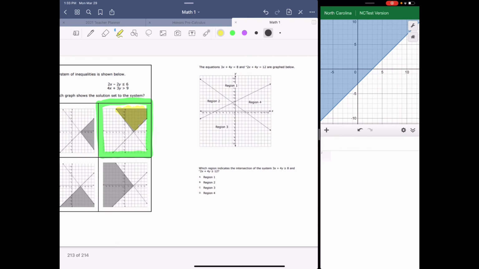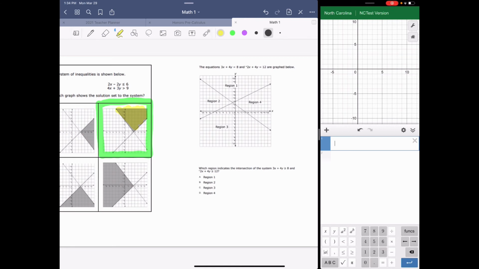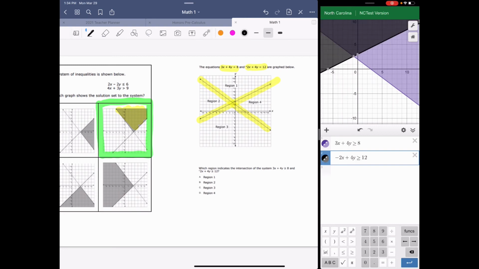Next problem, they've graphed the lines for us. So they gave us the initial equations. So that's where these equations up here come from. They graphed those equations for us already. Now what they're saying is, if I turn these into inequalities, which region is going to be my solution to my system of inequalities? So if I graph these, I should see that the overlap is in the top part. So that top overlap is up here. And that means that my solution region is going to be region number 1.